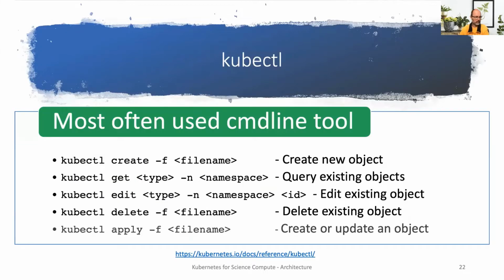Now, once you know what you want, you need to interact with Kubernetes, and the tool you will most likely use is kubectl, which has all the commands you need to interface with Kubernetes. Unlike many other systems, this one command is all you ever need unless you want to get really fancy, because you can create new objects, which means pods, deployments, whatever. You can see what's there, you can modify them, you can delete them, and there is even an apply, which is a combination of create and update.